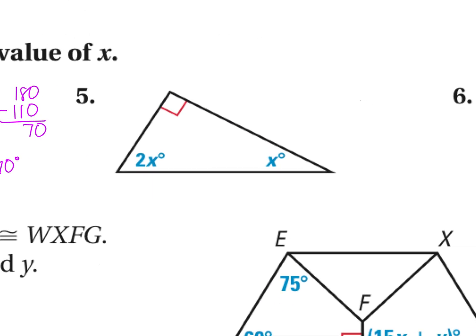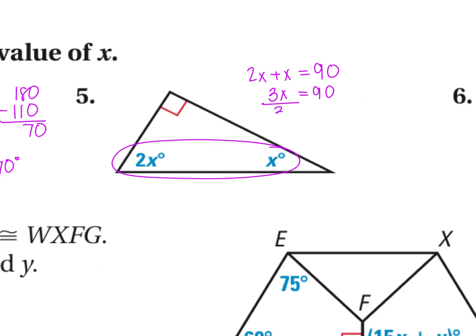Number 5, because this is a right triangle, all I'm going to do is add these 2 angles. That equals 90, because 90 and 90 is 180. So I'm going to have 2x plus x equals 90. 3x equals 90. We should still get the same answer regardless of how you solved it. X is going to equal 30 degrees.